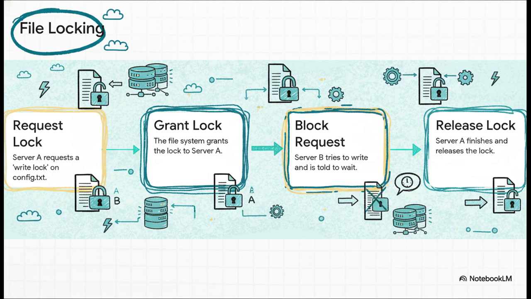Let's focus on that file locking idea for a second. The best analogy I've ever heard is a talking stick. So when server A wants to change a file, it asks the system for the stick, and the system gives it the lock. Now, if server B comes along and tries to change that same file, it's told, nope, you gotta wait. Once server A is finished, it releases the lock, gives back the stick, and then server B can finally have its turn. This simple little protocol is what prevents all that data corruption.